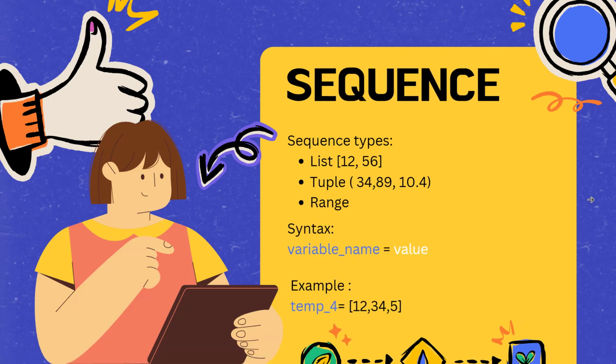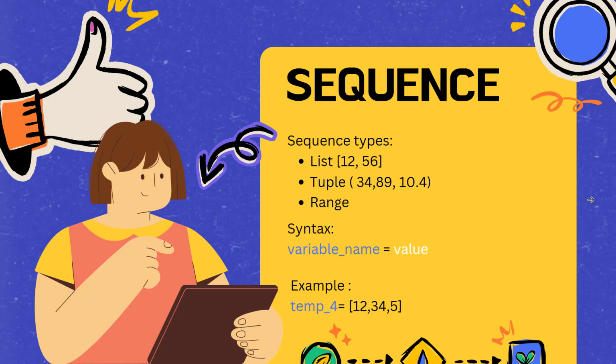Then comes the most important and most useful data type, which is the sequence. Sequence stores multiple values. We have three different types. First is the list, which is known as a mutable data type, which means we can edit the list at any moment. Tuple, which is immutable, we cannot change its values after defining it. Third is the range. In simple terms, range means how many times.